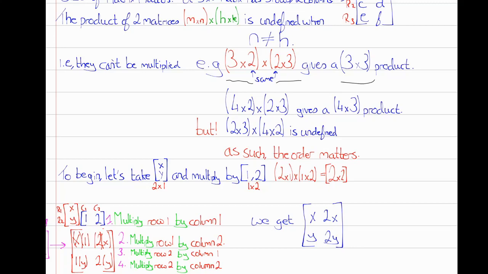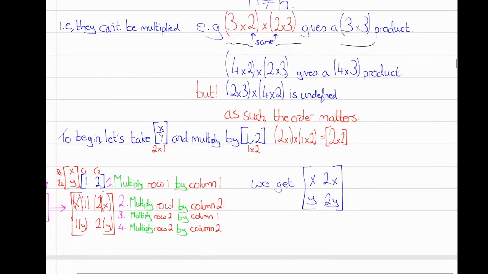Let's take a vector, x y, and multiply that by 1, 2. So to do that, we're going to multiply a11 by b11. We're going to get x down here. We're then going to multiply a11 by b12. That's going to give us 2x. We're then going to multiply a21 by b21, which is going to give us y times 1. It's going to give us y down here. a21 multiplied by b12 is going to give us 2 times y, which is 2y down here.